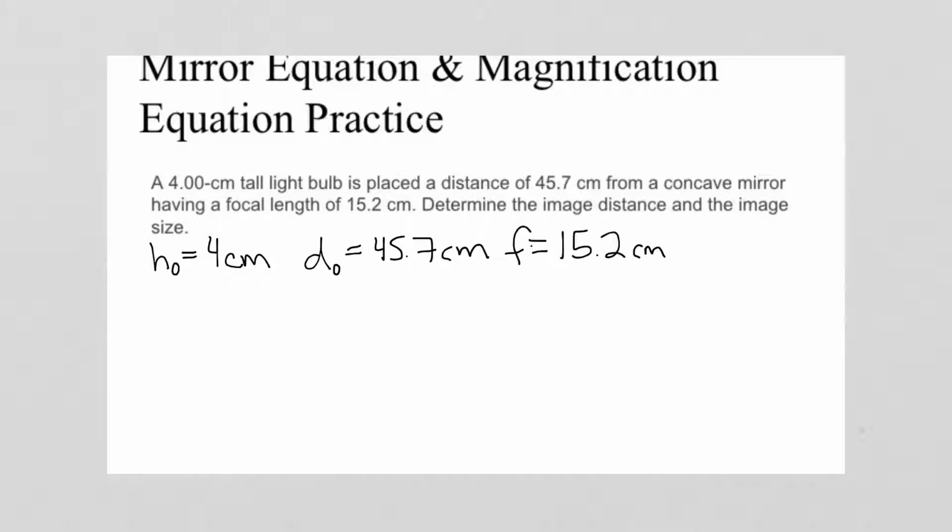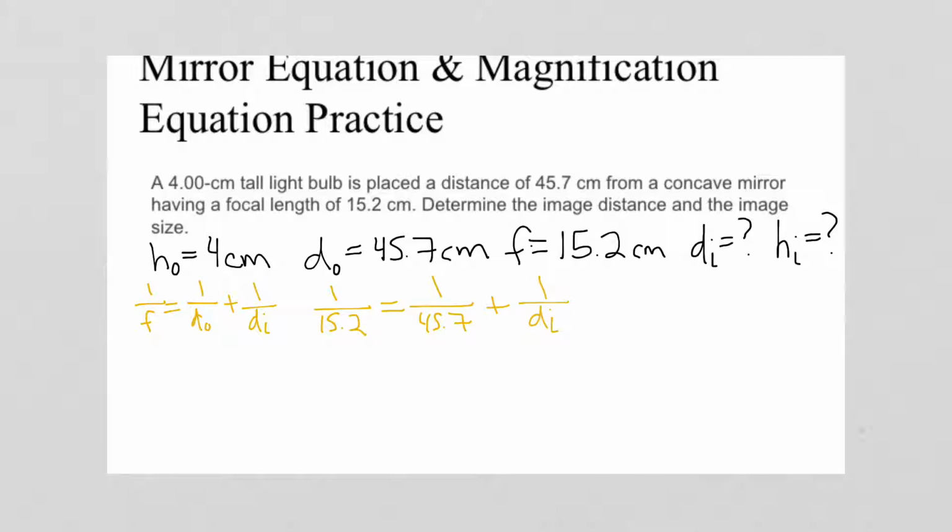We don't know our image distance or our image height. What can we do? Well, we can use our mirror equation, 1 over f is equal to 1 over the object distance plus 1 over the image distance, and solve for image distance. So 1 over f is 1 over 15.2. 1 over the object distance is 1 over 45.7. Sorry, that's the object distance; we don't know the image distance.